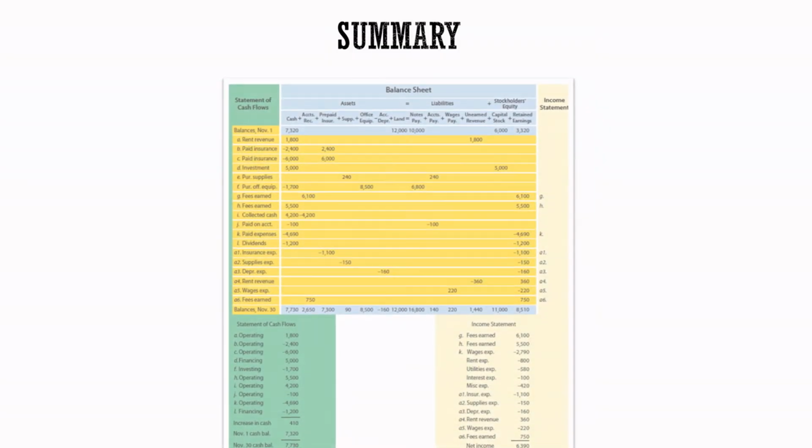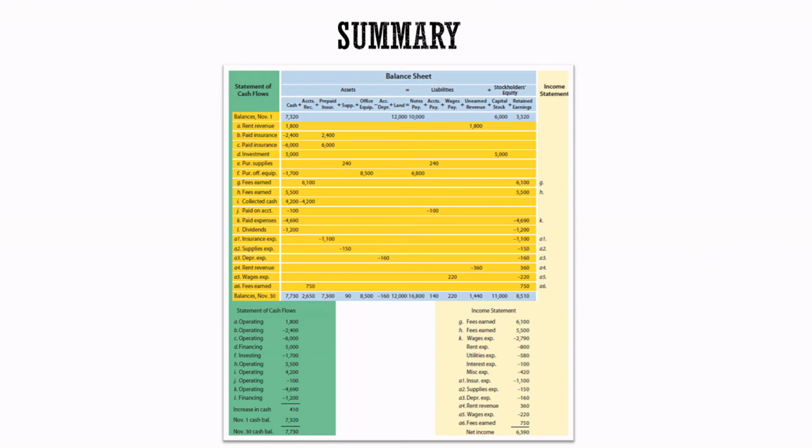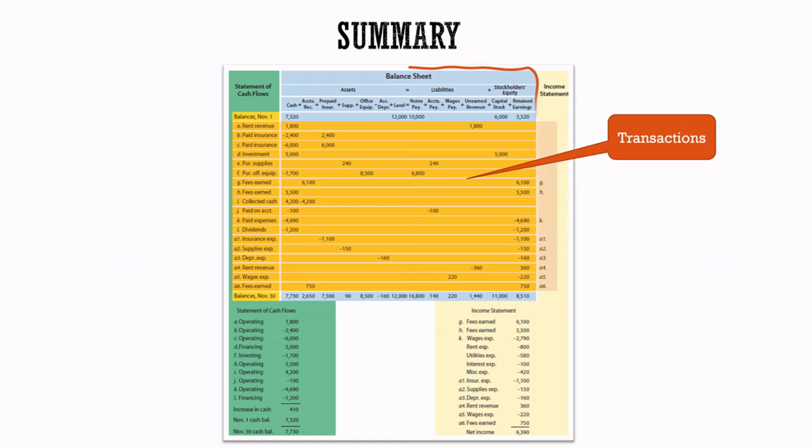The exhibit on the screen has sections for the three financial statements: the balance sheet, the income statement, and the statement of cash flows. It also has a section where all transactions are recorded. The balance sheet section is presented as the accounting equation: assets equal liabilities plus owners' or shareholders' equity.